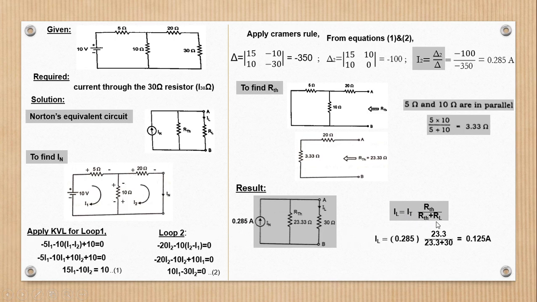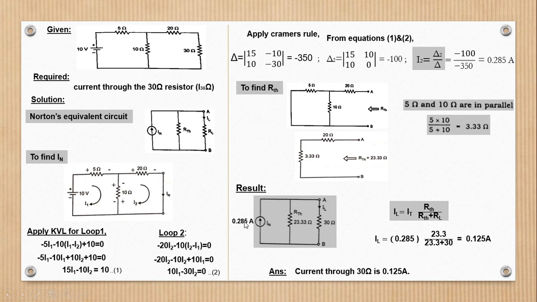Apply all the values. The value of IT is 0.285 amps. The value of RTH is 23.3. The value of RL is 30. That gives a value of 0.125 amps. The answer is: the current through the 30 ohm resistor is 0.125 amps.